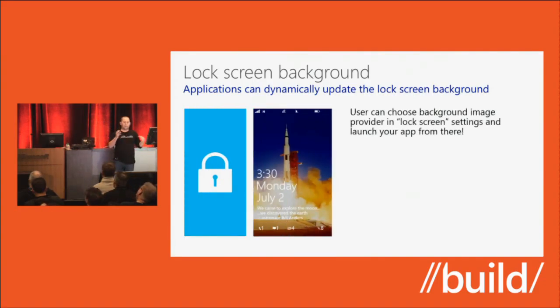Either your app can programmatically ask to be the lock screen provider. It'll pop an interstitial that the user can say yes or no to. Or again, the user can go into lock settings CPL, and they can choose your app in one of the spots to be the lock screen provider.